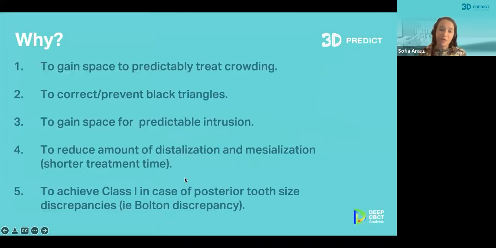So why is IPR important? There are 5 main reasons. Obviously, to gain space, I think we can all agree on that when we have patients with crowding. To correct and prevent black triangles. To gain space for predictable intrusion and rotation. And this ties to the second point, actually. To reduce the amount of distalization and mesialization, which is going to shorten your treatment plan. And the last one is to achieve class 1 when there's a posterior tooth size discrepancy, Bolton discrepancies.